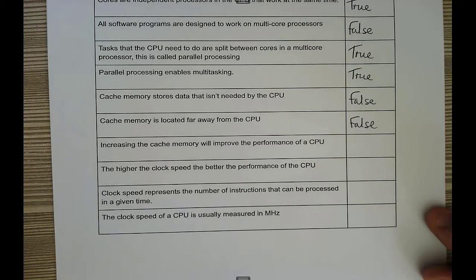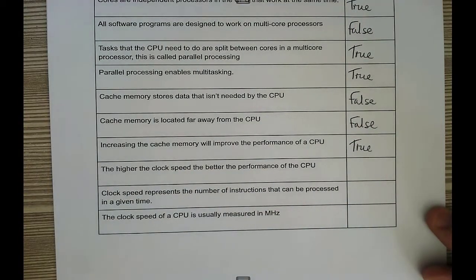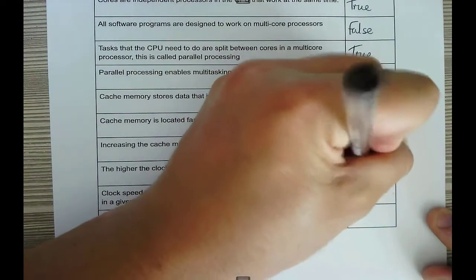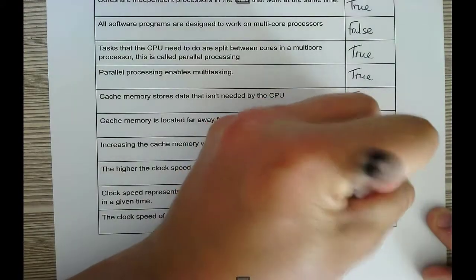So we've got increasing the cache memory will improve the performance of a CPU. Well, that is true because that means that the CPU has to fetch less data and instructions from the RAM. It can store them in the cache. Next we've got the higher the clock speed, the better the performance of the CPU. Well, that is true, because if you increase the clock speed, that means it can process more instructions per second and therefore will operate quicker. And that leads on to the next one, which is clock speed represents a number of instructions that can be processed in a given time. Well, that is true as well.